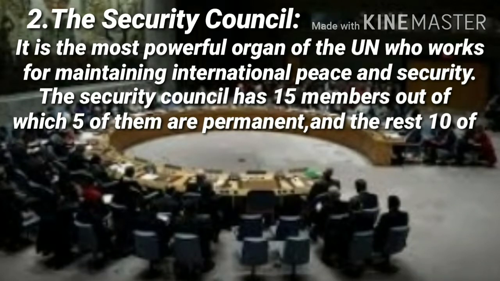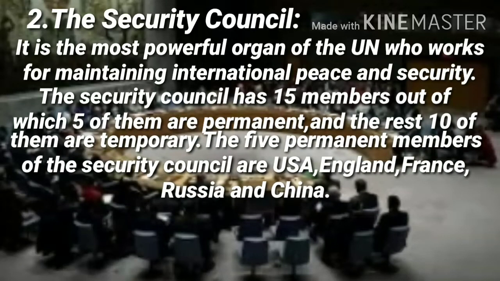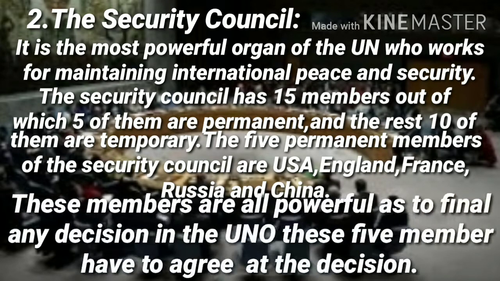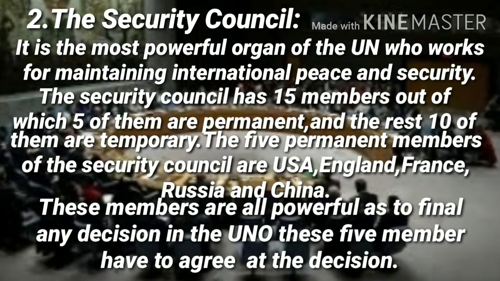The Security Council has 15 members, out of which 5 of them are permanent and the rest 10 of them are temporary. The 5 permanent members of the Security Council are USA, England, France, Russia, and China. These members are all powerful as to veto any decision in the UN. These 5 members have to agree on the decision.